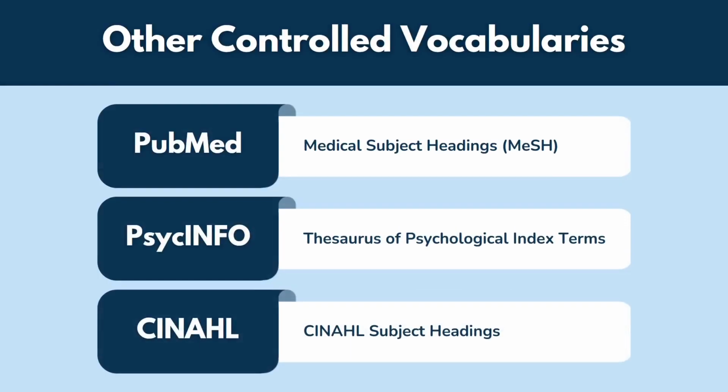Different databases can use different controlled vocabularies. While PubMed relies on MeSH, PsycInfo uses the Thesaurus of Psychological Index Terms. Some databases even use their own in-house controlled vocabulary, such as CINAHL's use of its CINAHL subject headings.